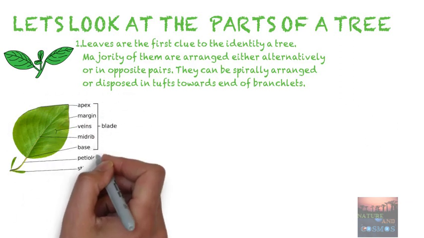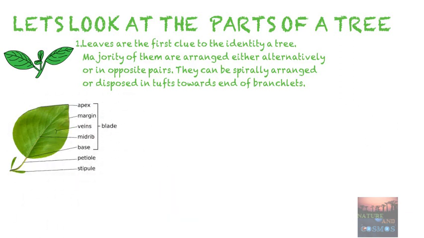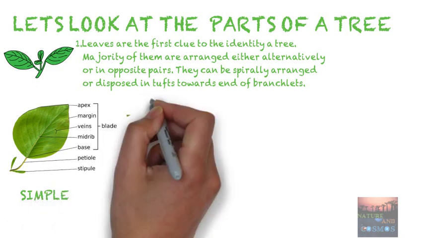Now let's look at a simple leaf. The top part of a leaf is known as apex, the corner of the leaf is known as margins, and the lines that you see on the leaf are known as veins. They are all connected to the midrib, which is a central portion, and the bottom of the leaf is known as base. It is connected to a petiole, and the end of a petiole is known as stipule. This is the structure of a simple leaf.